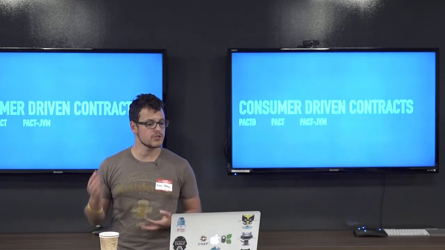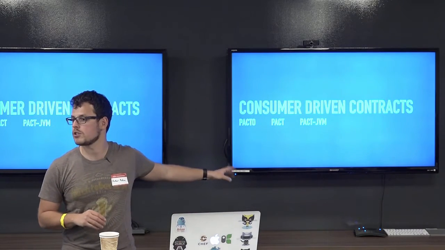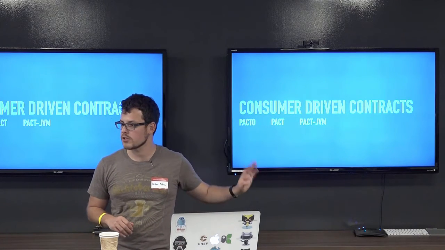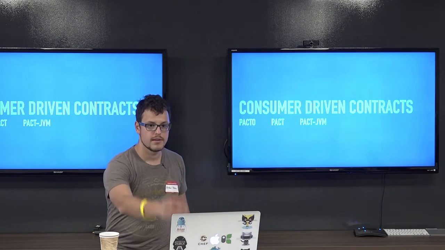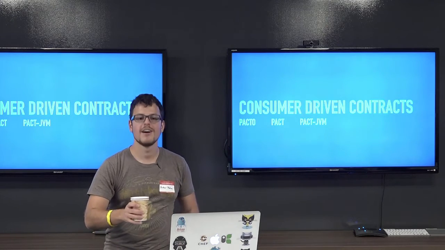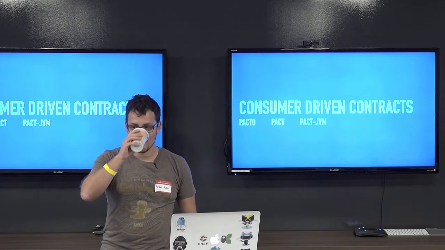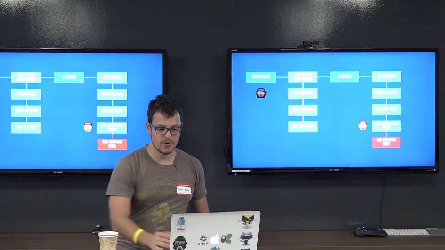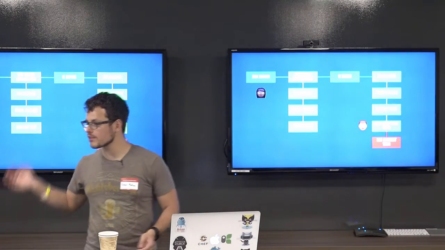And then as you mature, you can look at a bunch of these open source libraries like Pact, Pact-JVM, and Pacto, and Spring Cloud Contract, which does it with GA. Perfect. There you go. Right. So that's consumer-driven contracts.